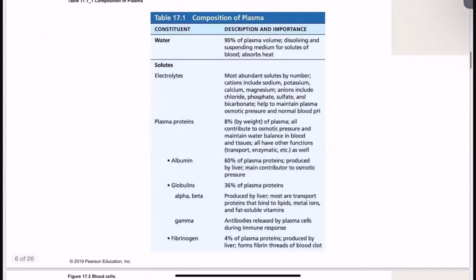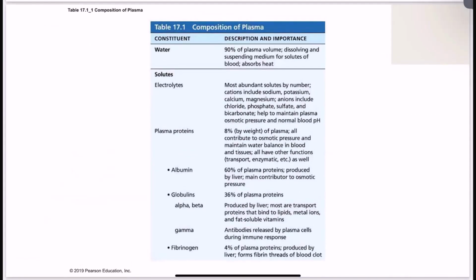So this is a summary table from your textbook talking about the composition of plasma. So you can see, like I said, there's electrolytes in there, like sodium, potassium, that kind of thing. There's also those plasma proteins. So the biggest one is albumins, but there's also other ones in there.